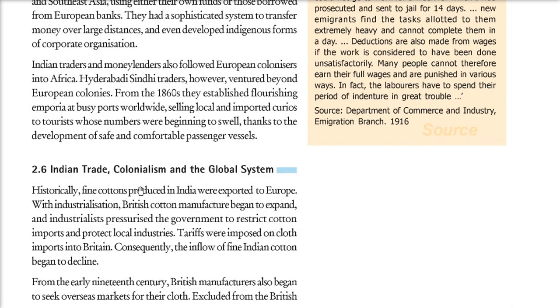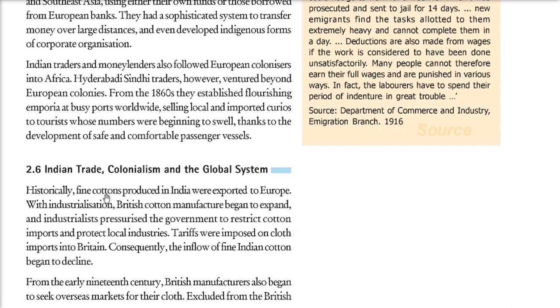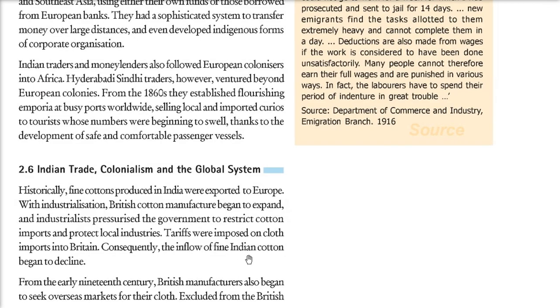When it comes to Indian trade, colonialism and the global system, India's fine cotton, as you know, was exported to Europe. But with industrialization, British cotton expanded. And those industrialists pressurized the government that you should not get this cotton from India or anywhere else. That is, restrict the cotton imports. That is, the Indian cotton export declined.